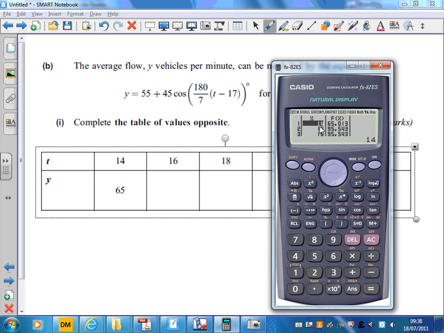Okay, so there's a table. Now, because I put 14 in, I can check to make sure this is right. It's getting 14 and then 65, so this must be correct. So I just fill in the other values. They've done these just to the nearest whole number, so I'll do mine to the nearest whole number as well.